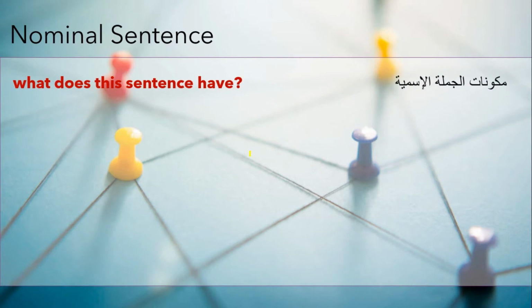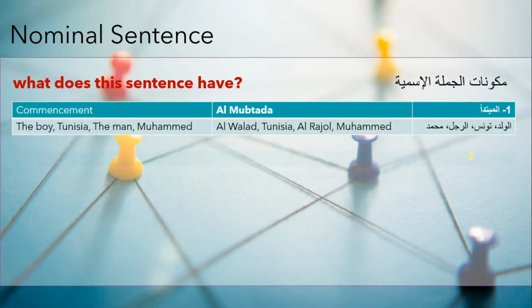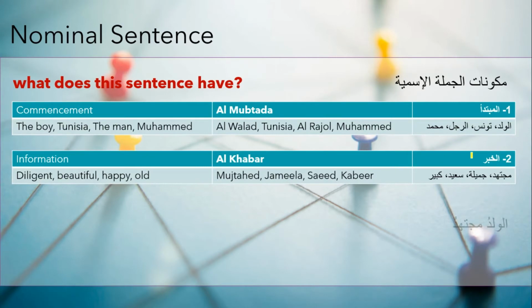So in the nominal sentence, the most important thing is that this sentence starts with a noun. This is what we have to understand here. We will have some examples here. These examples might help us to understand the situation. From the first element, we'll have al-mubtada, which is al-waladu. And from al-khabar, we'll take mujtahid, which is the boy, diligent.